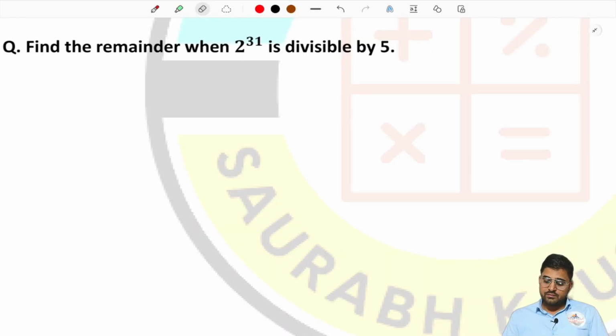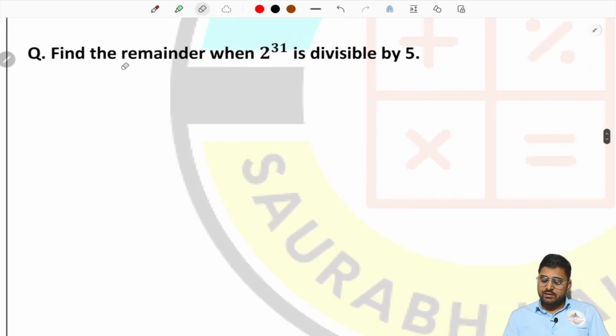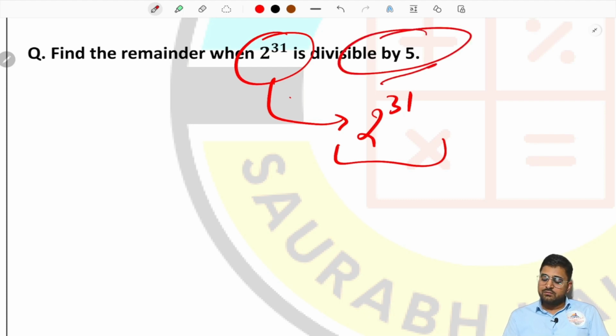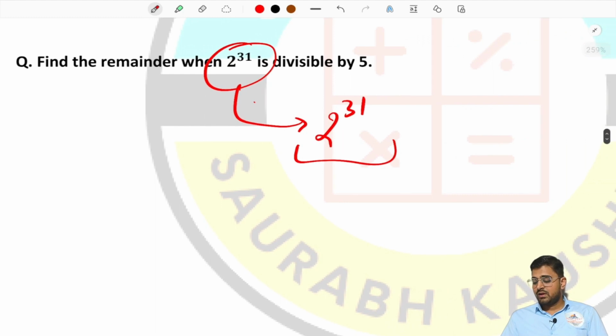Again a very good question. What the question says: find the remainder when 2 to the power 31 is divided by 5. You have 2 to the power 31, very good. And the question demands that you divide it by 5 and then tell us the remainder. Leave the 5 and the remainder right now. How you are going to approach this question: 2 to the power 31. There is one concept where you can break this power for your convenience.